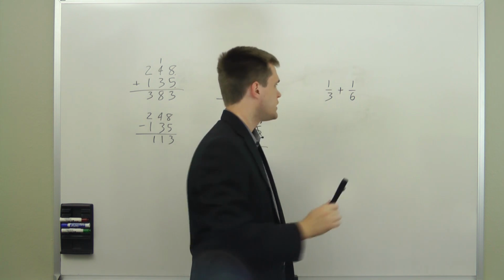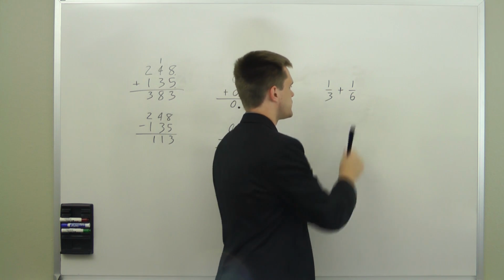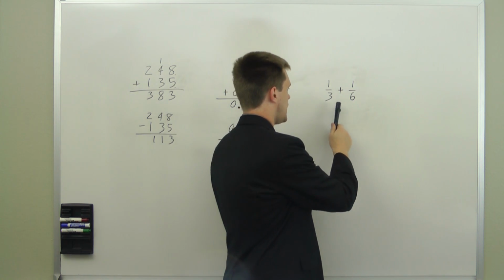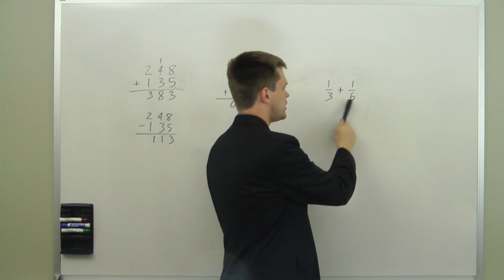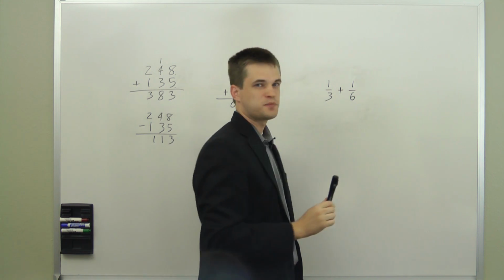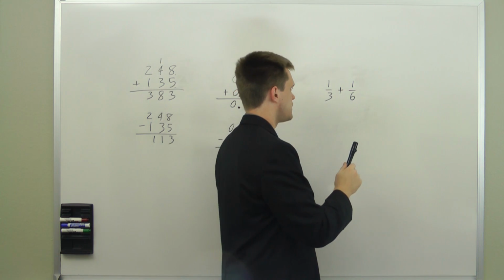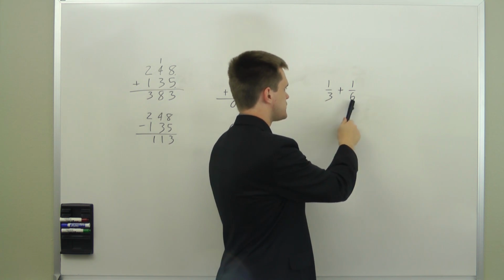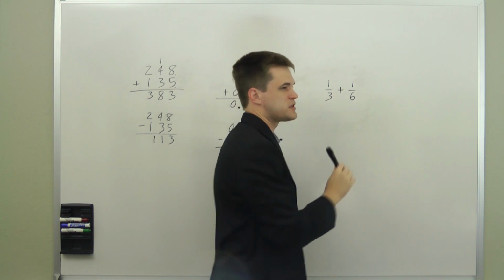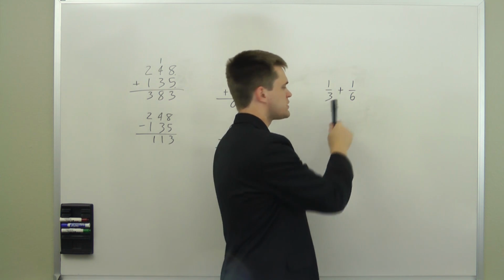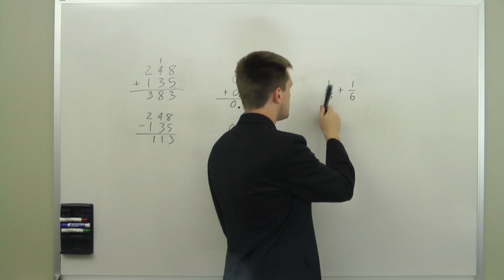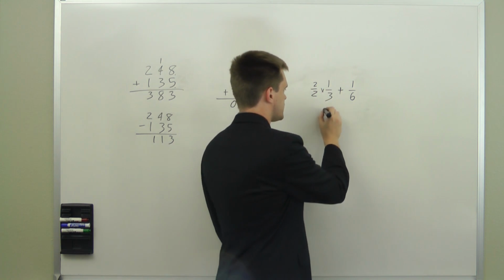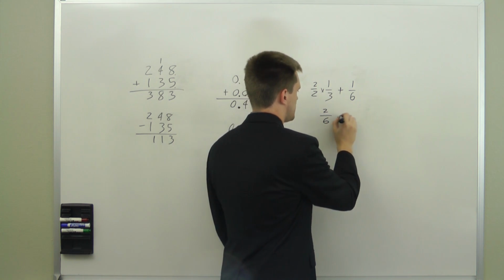What we have to do is get a common denominator between the 2 fractions. To do that, you find the least common multiple of both of the denominators. In this case, the least common multiple is 6, because 6 and 3 both go into 6 evenly. 3 goes into 6 2 times, so we'll need to multiply 1/3 by 2 over 2, and that gives us 2 over 6.